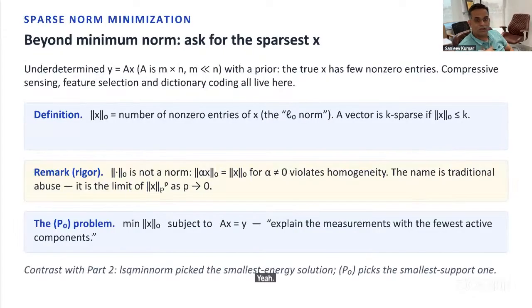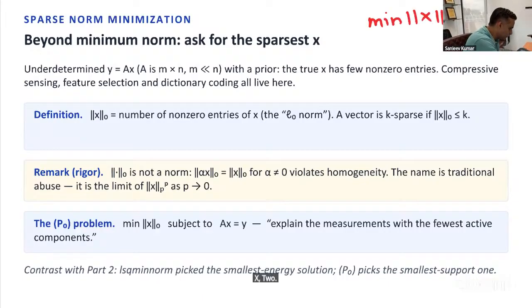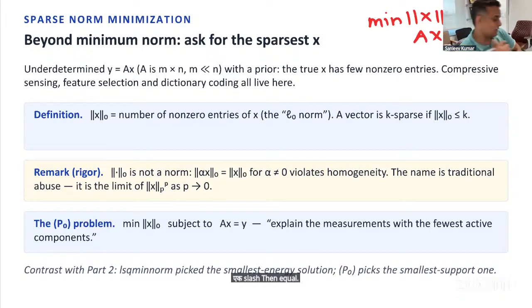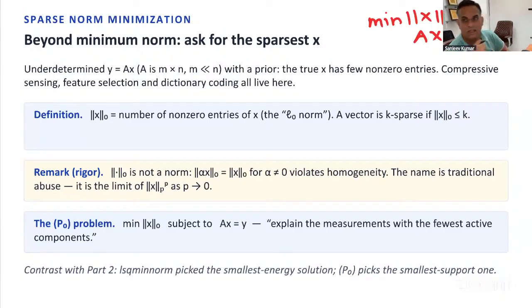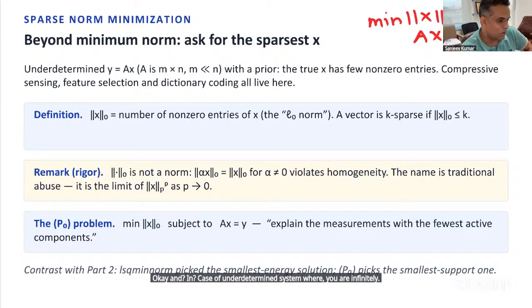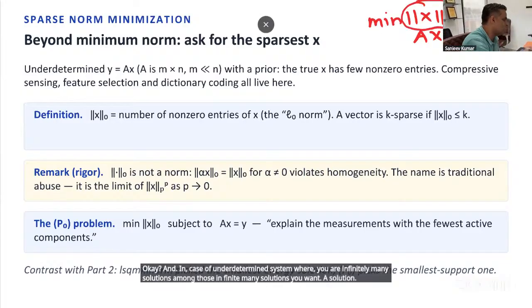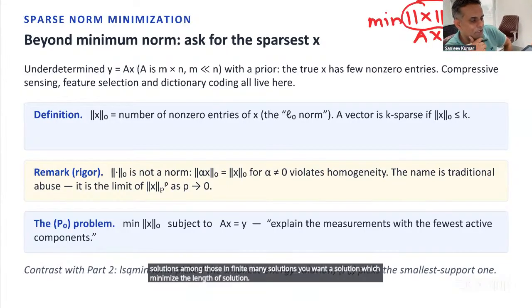So far we have talked about the L2 norm: minimize ||x||_2 subject to Ax = b. Because we are solving the linear system, it is equals to b. In the case of an underdetermined system, where you have infinitely many solutions, among those solutions you want the one which minimizes the length of the solution vector, having the minimum length.